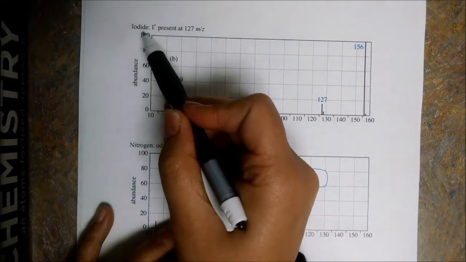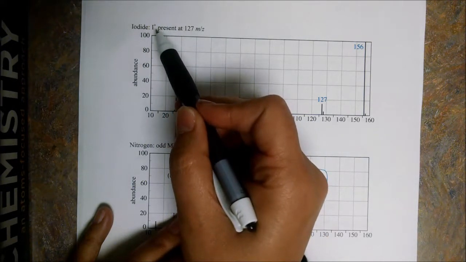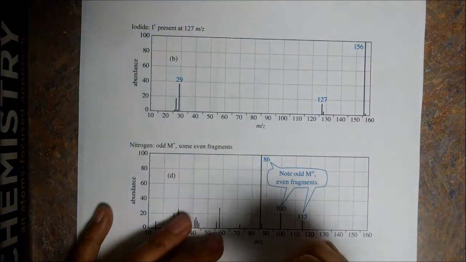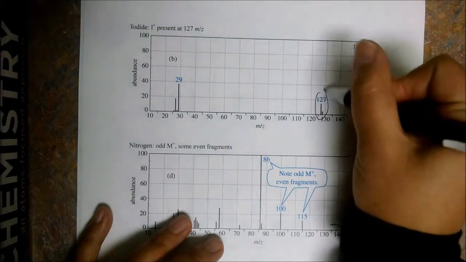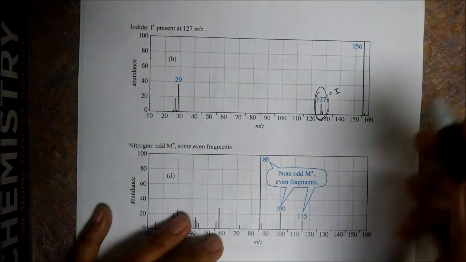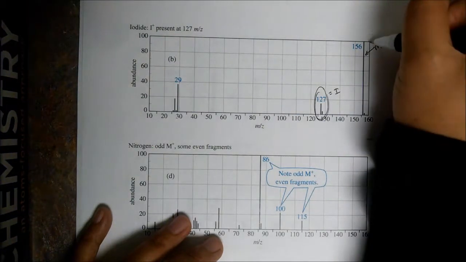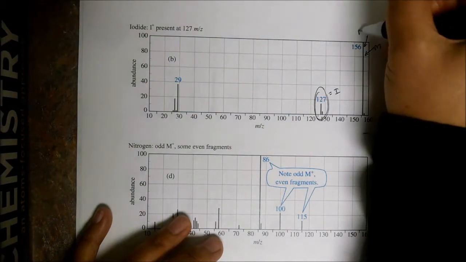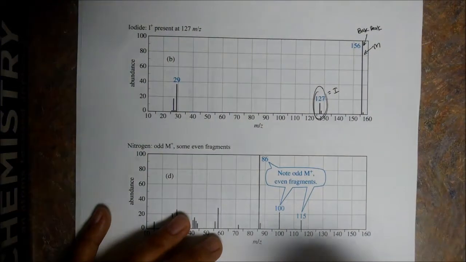How can we tell that we might have an iodide in our sample? Well, the I+ ion is present at an m/z, or a mass, of 127. Oh, look, here it is. This means we have iodide. Here is our molecular ion. It's also our base peak. You can see that because it's the largest peak on there. So it just so happens that our molecular ion is also our base peak.